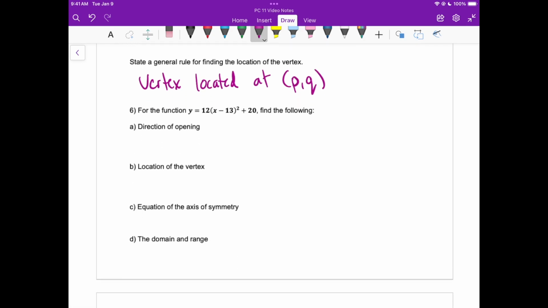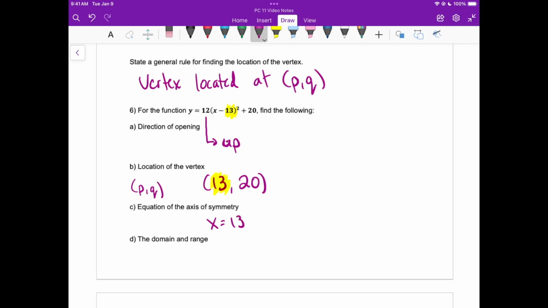So if we look down to the next one, for the function 12 times x minus 13 squared plus 20, we want to find a few things. So our direction of opening, remember, for our three parameters, a, p, and q, a is the one that decides whether we open up or down. Since a is positive, that means we're opening up. Our vertex is located at p, q. So for this function here, p is positive 13, not negative 13, and q is 20. You really got to watch out for that. So that's x minus positive 13. Our axis of symmetry goes through our vertex, so it's going to be x equals 13.